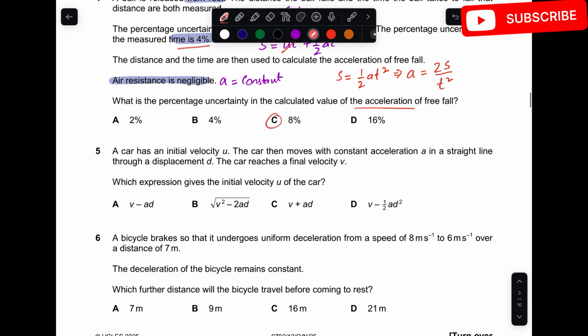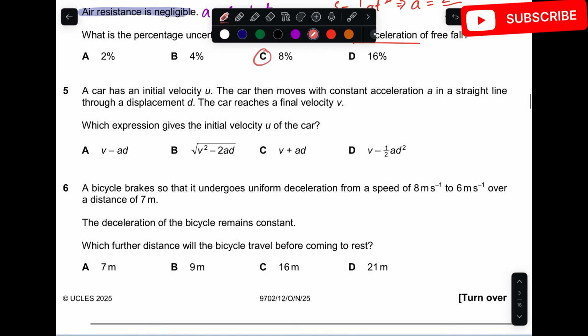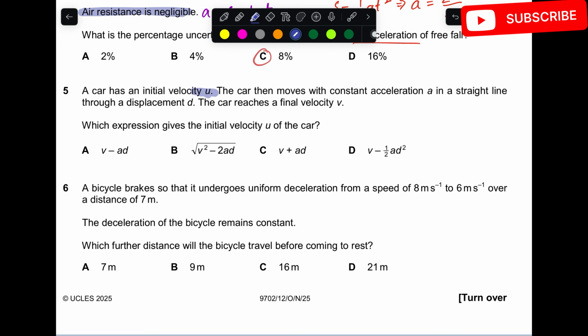In question 5, a car has an initial velocity u. The car then moves with a constant acceleration in a straight line through a displacement d. The car reaches a final velocity v. Which expression gives the initial velocity u of the car? Okay, so what we have: u is involved in this, s is equal to d, and you have v. As the acceleration is constant, we can apply equation of motion, right? To apply equation of motion, the best equation is, because time is not involved in this, you can use v square is equal to u square plus 2as.